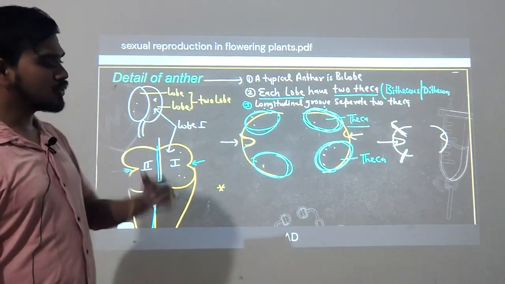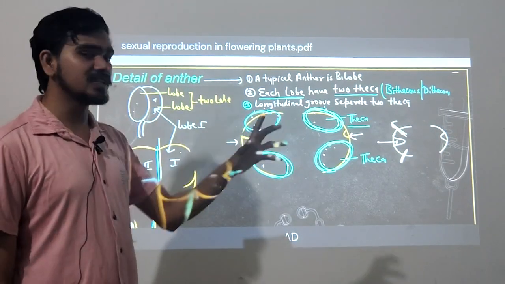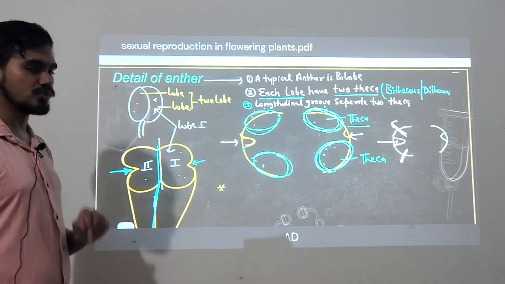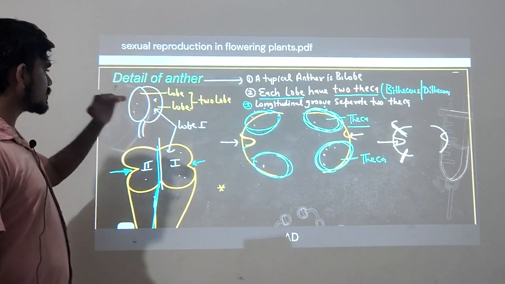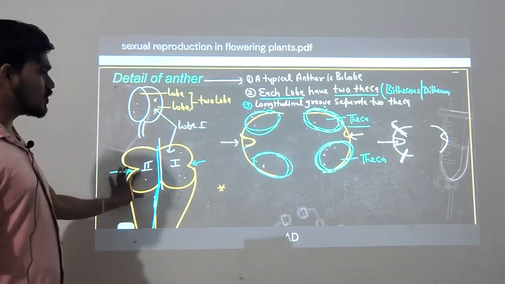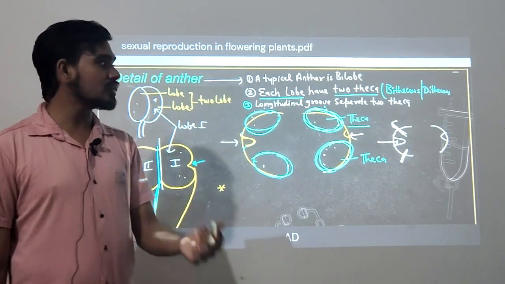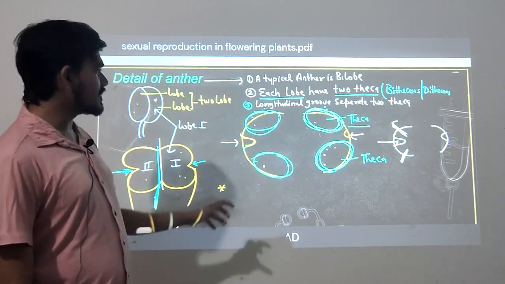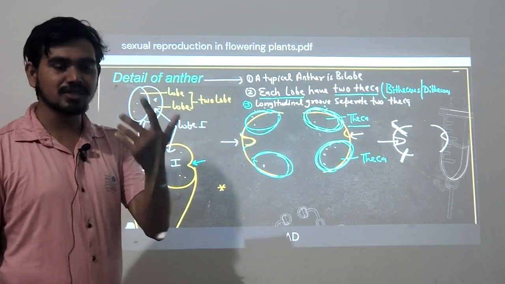Now we are going to look in detail at the anther. A typical anther is bilobed. When we cut it, we find two lobes, and that's why it is known as bilobed. If we cut a transverse section, we find that in each lobe there are two theca. That's why it is known as dithecous or bithecous. The two theca are separated by longitudinal grooves.